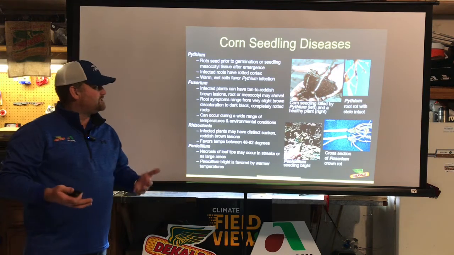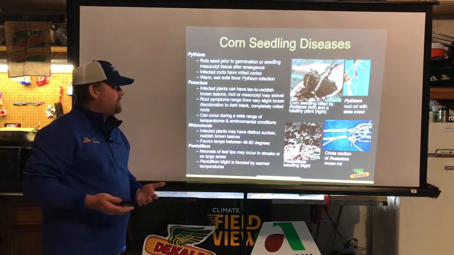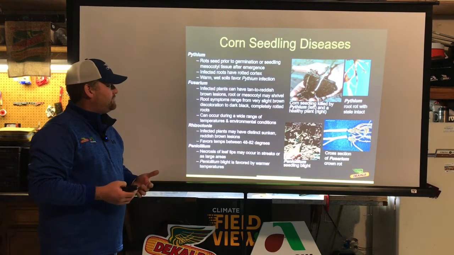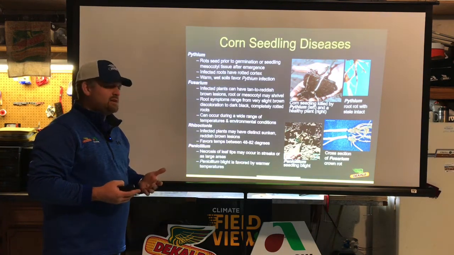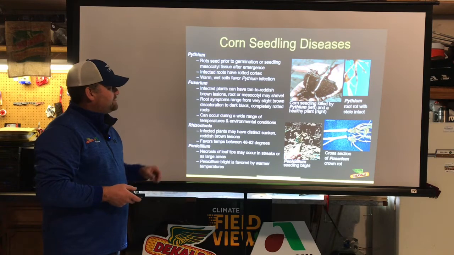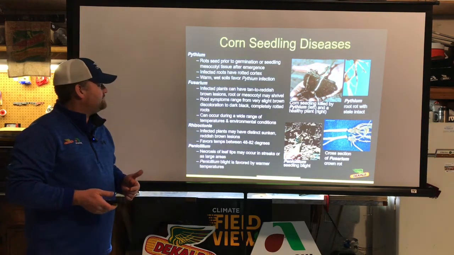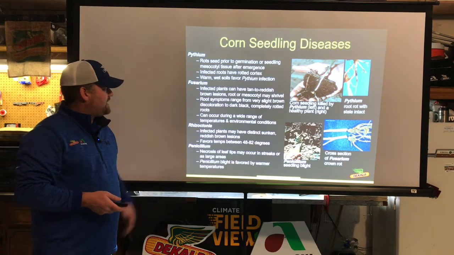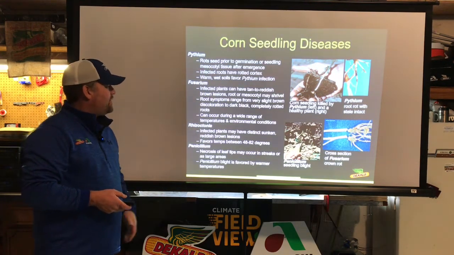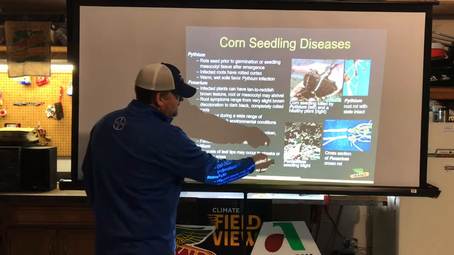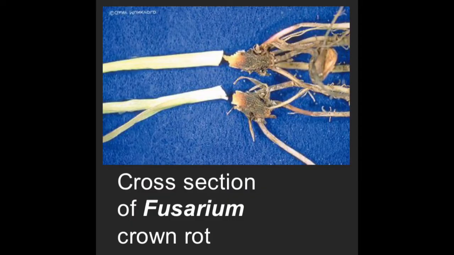So we went through corn growth and development, talking about locations on the plant. The lesions, the root or mesocotyl may shrivel. Root symptoms really range from very slight brown discoloration to dark black, as far as Fusarium goes, to completely rotted roots, and it can occur during a wide range of temperatures and environmental conditions. Here's a cross section of Fusarium crown rot.